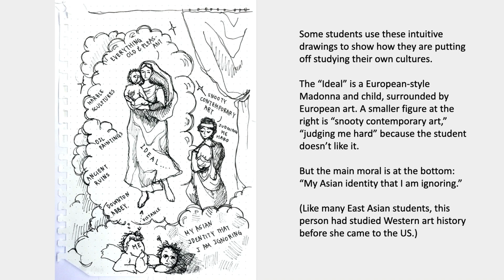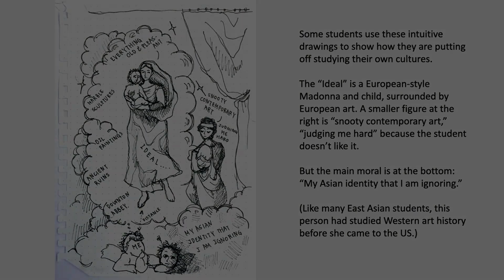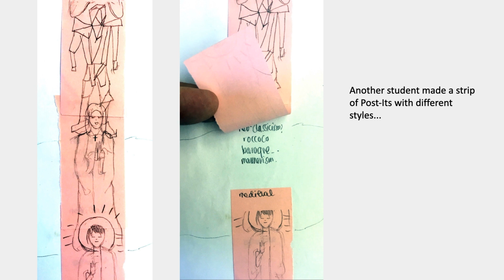So like a number of East Asian students, she had studied Western art history in her country before she came to the United States, and she was feeling guilty for taking a class or classes which had yet more Western art in them. So this was her feeling guilty, and she's got a little bit fuddled at the bottom there. One more example of that.